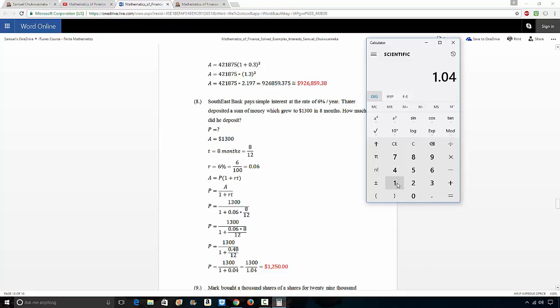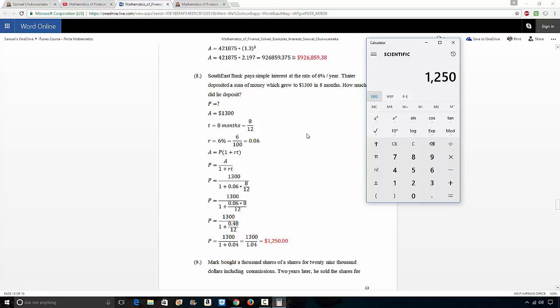Then I will now do 1300 divided by recall memory equal to. And it is very important you round it to 2 decimal places, because this is the principle. Okay, this is a case of simple interest.